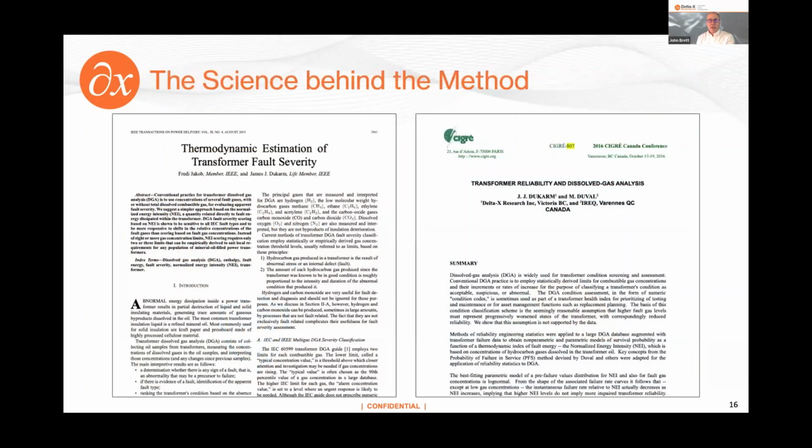And if you want to dig deeper, as you may have seen from our logo, we're all about the science. The papers are out there in the open. We're happy to share, and I would encourage you to dig deeper or call us if you'd like to learn more.